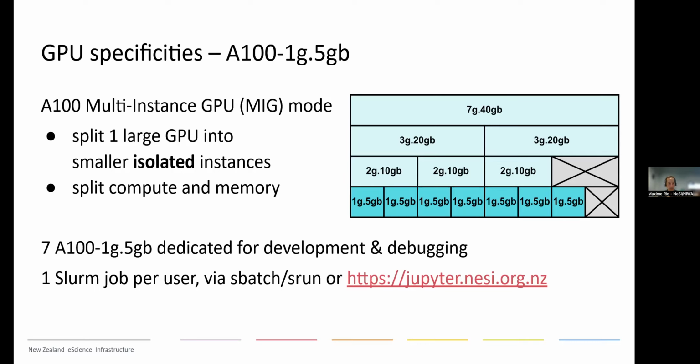And the way we decided so far to use them is to use the finest grained partition, in 7 slices. That's why we call it the A100-1g.5gb. And each of them has 5 GB of memory, so it's quite small. But the way we deploy them is to dedicate them to development and debugging. And that's why we restrict people to 1 Slurm job per user, either if you access them using the usual sbatch or srun, or if you use them through the interactive Jupyter interface.